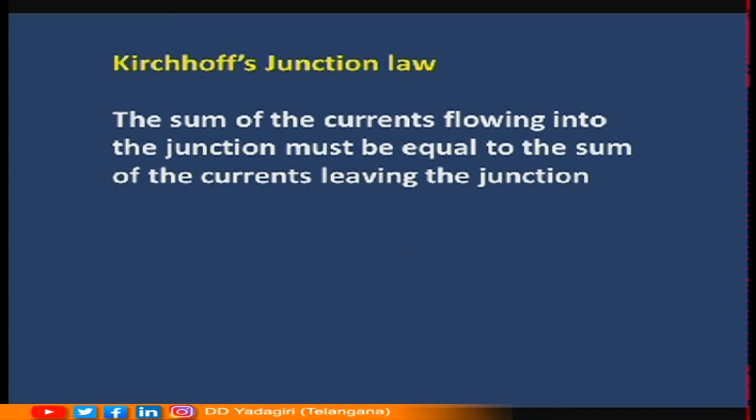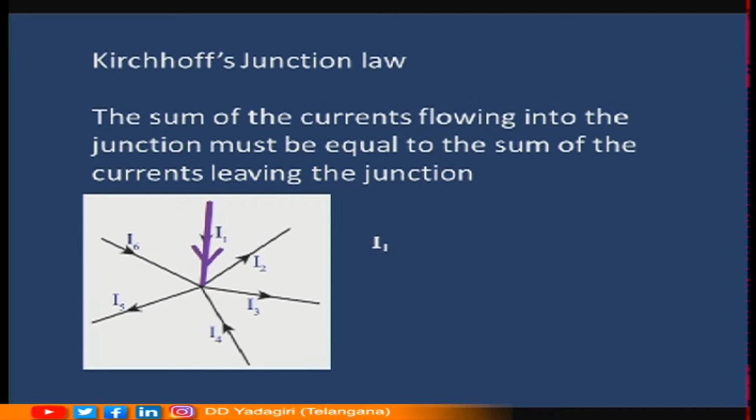Kirchhoff's junction law: the sum of currents flowing into a junction must be equal to the sum of currents leaving the junction. Consider a junction where there are 6 different wires, in some of which currents are flowing to the junction, and in some wires the currents are flowing away from the junction. Here I1 is flowing towards the junction, I4 is also flowing towards the junction, and I6.